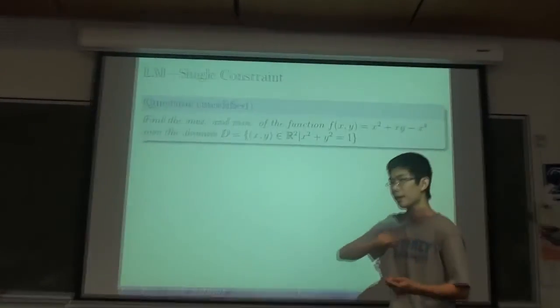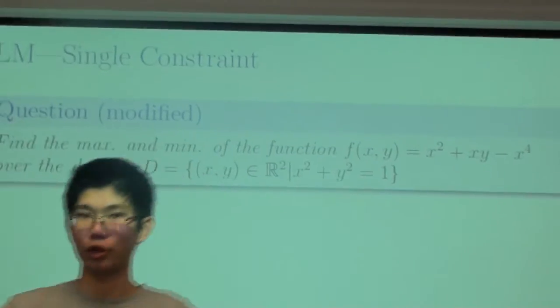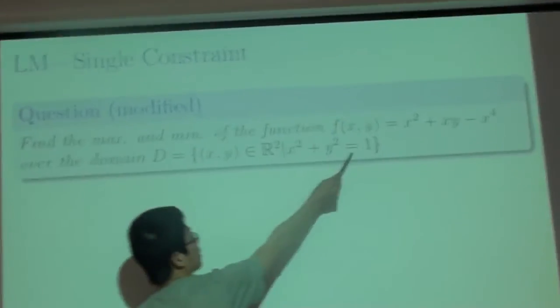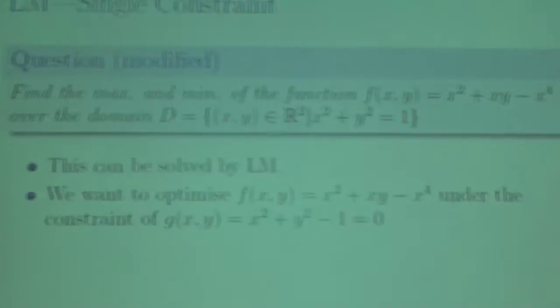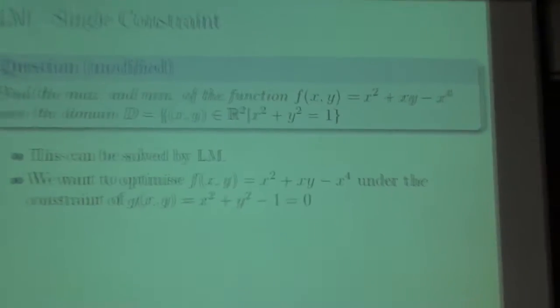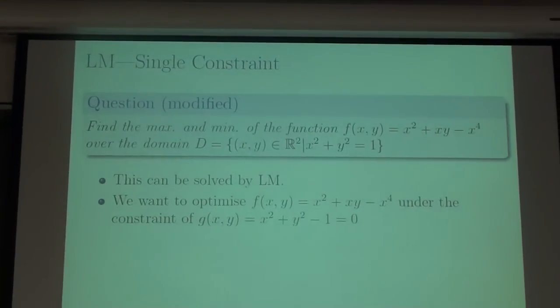But the domain, we don't care about what's the interior. Because if you've done the question, the interior is simple. What we really care about is the boundary projected upwards. So that's why we have an equality sign rather than an inequality sign, because we only care about the boundary points. And of course, it's solved by Lagrange multipliers, and it's definitely saying that we want to optimize f under the constraint of G. So this is time to switch to the visualizer.